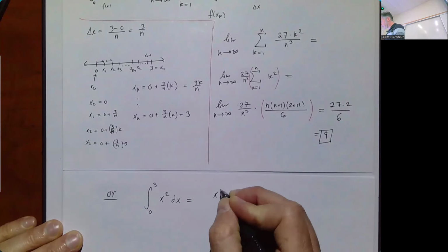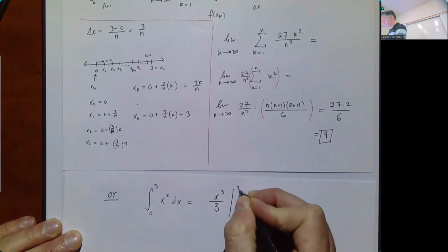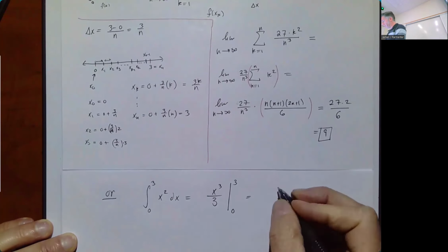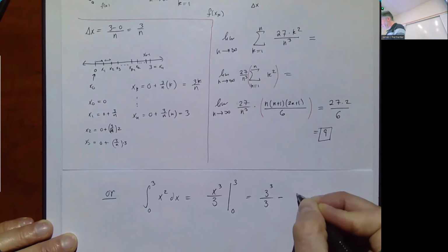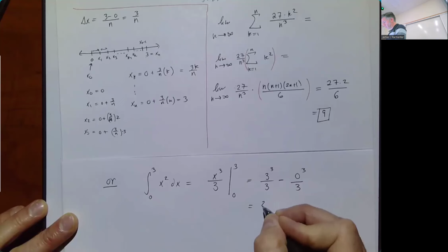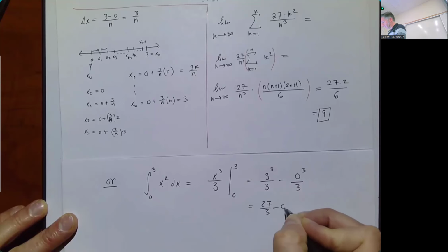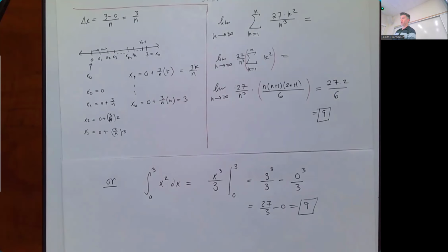It's going to be x cubed divided by 3 evaluated between 0 and 3. We always plug in the top limit first, and we subtract and plug in the bottom limit second. And that's going to be 27 divided by 3 minus 0, which is also 9. So that's where we're going with all this.